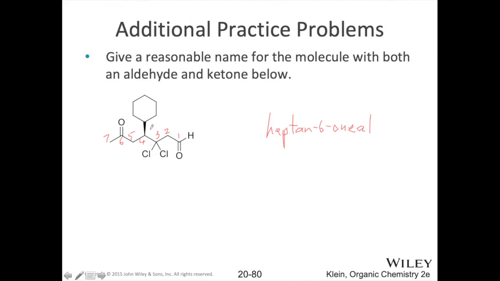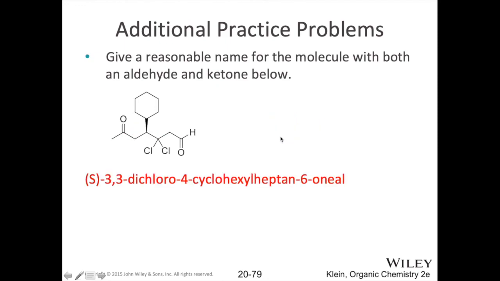Here we have a cyclohexyl group. Cyclo, that's C-Y, that's going to come after C-H. So our dichloros come first. So it's 3,3-dichloro-4-cyclohexyl. Oops, I'm running out of room here. But so 4-cyclohexylheptanoneal. Heptan-6-one-al, I should say. Yep. All right.